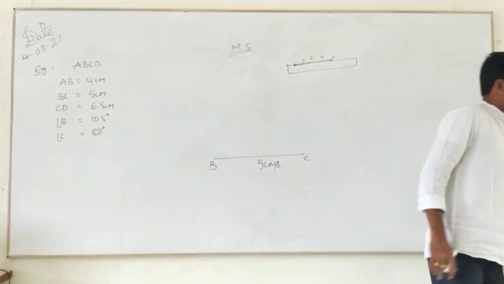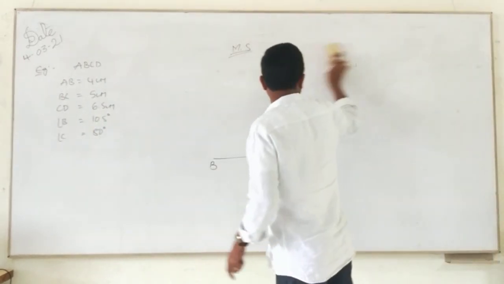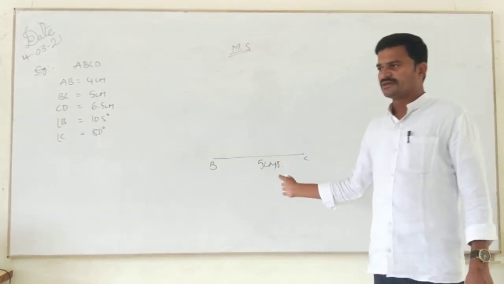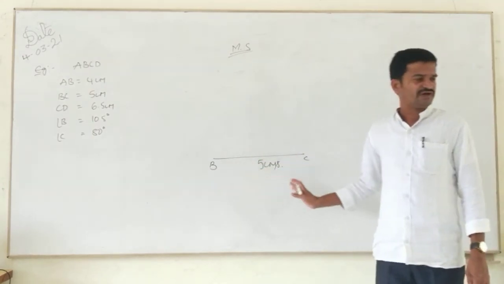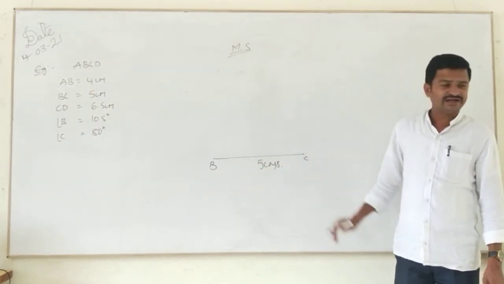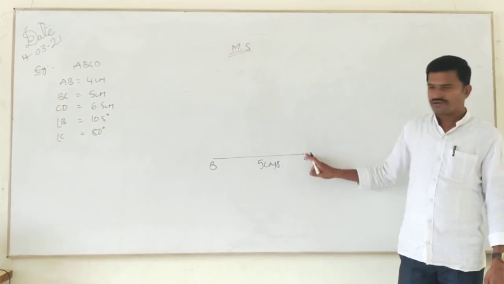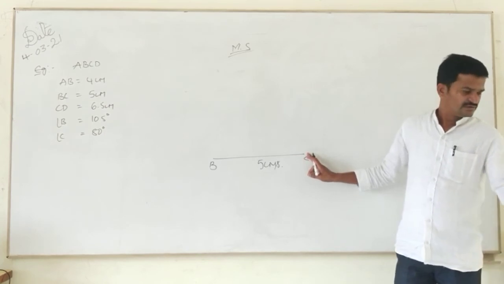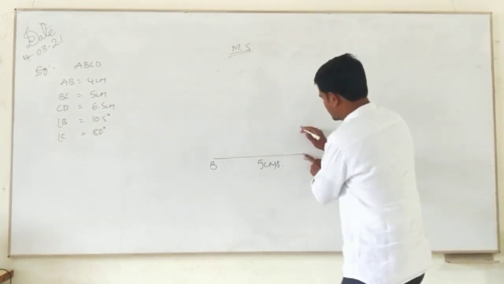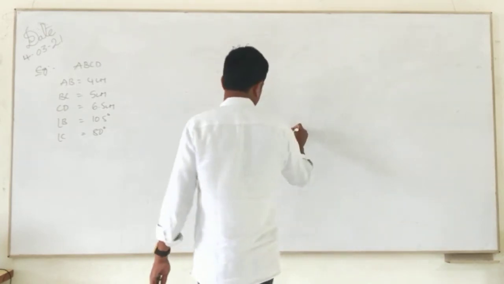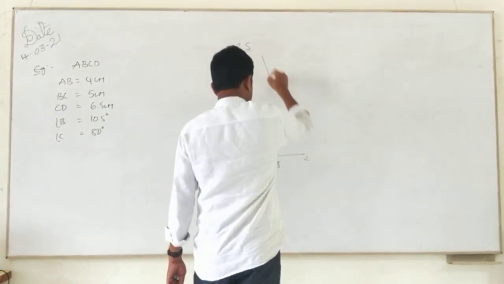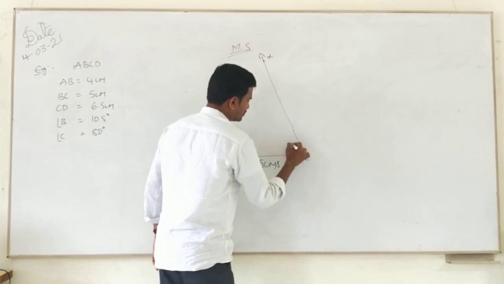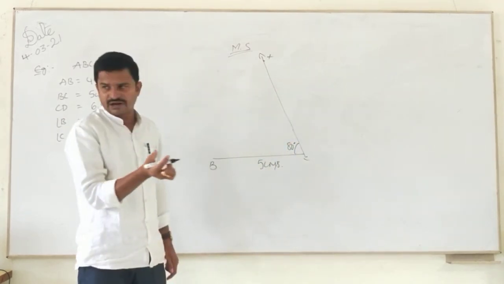Look here. I have drawn a line segment BC equals 5 centimeters. What is the measure of angle C given? 80. Draw an angular ray from C with the measure of 80 degrees. Keep the protractor here somewhere. This is the point. Now join by using the scale. This is 80 degrees. Do you know how to draw an angular ray of 80 degrees using a protractor?